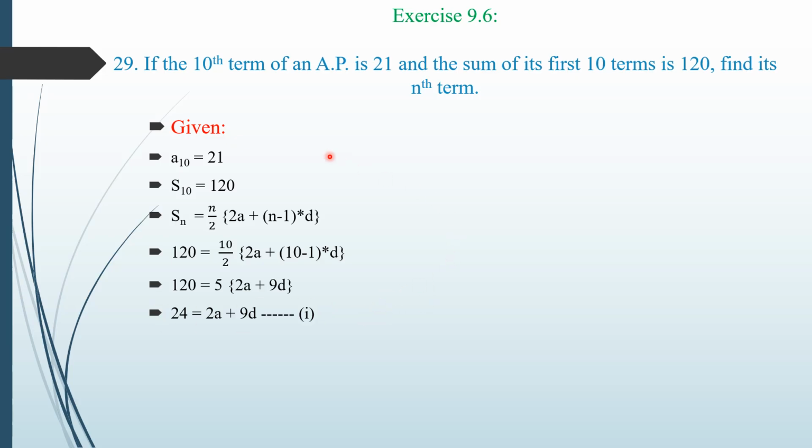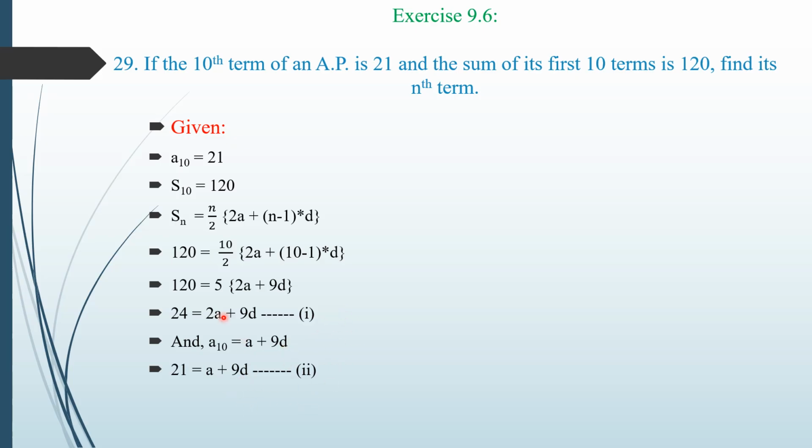Using one more hint that is given in this question, that is A10 is equal to 21, I can write 10th term of this AP, that is A10 equal to a plus 9d. Now we know that A10 is equal to 21. I'll substitute this here. Therefore 21 is equal to a plus 9d. This I will keep as equation number 2.